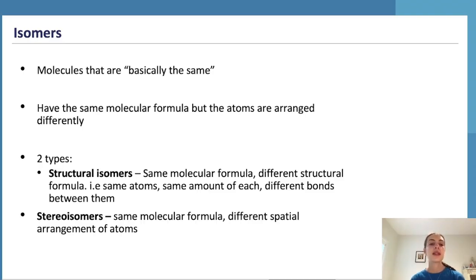Then our next one is the stereoisomers. They've got the exact same molecular formula, but a different spatial arrangement of atoms. When we look at stereoisomers, we're going to specifically be looking at the geometric isomers for this particular syllabus.